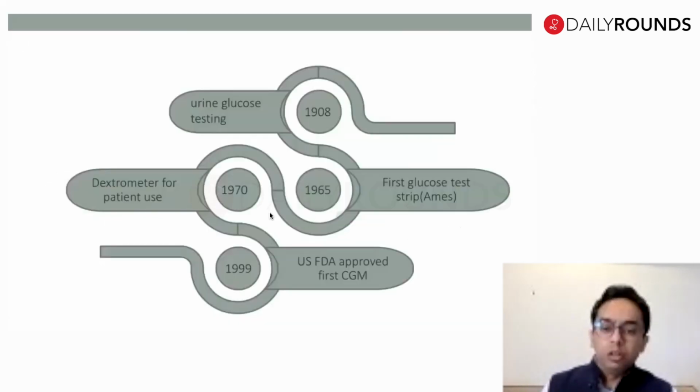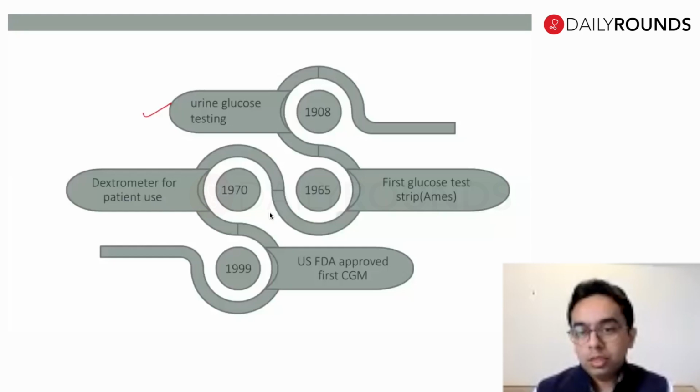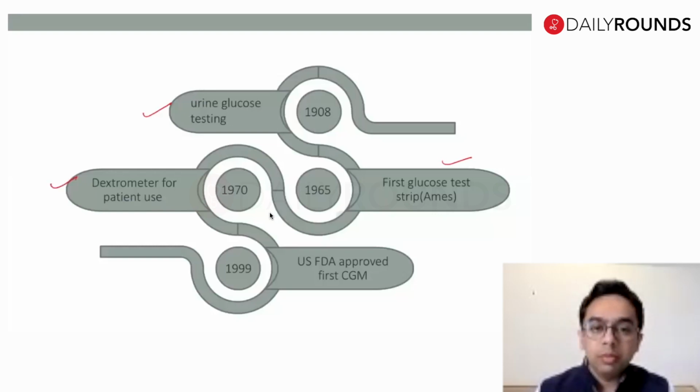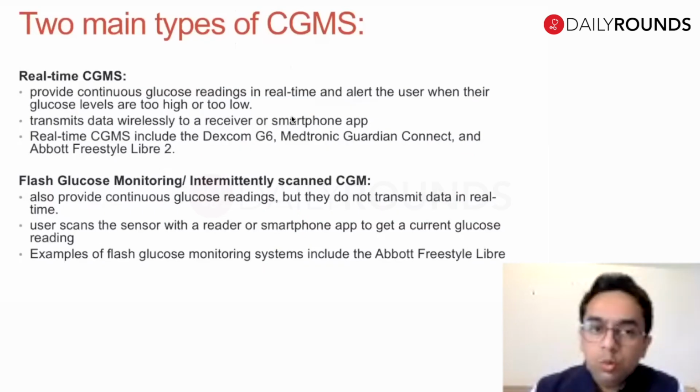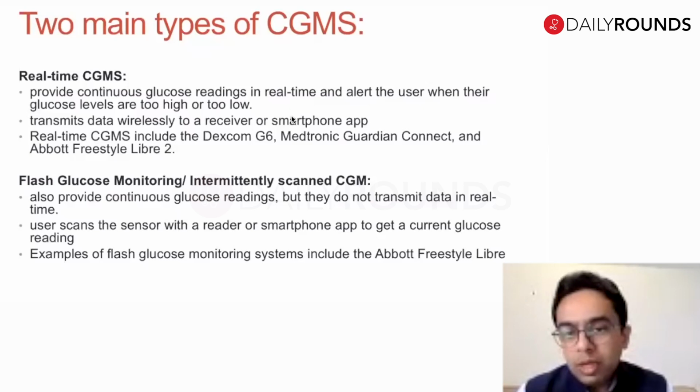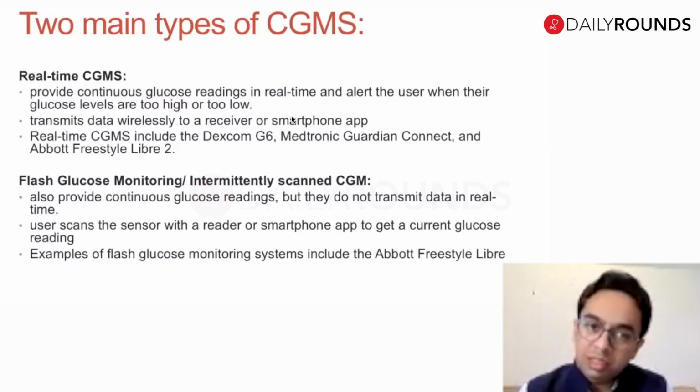And this is just the evolution. You can see here that in 1908, there was urine testing for glucose. Then came, in '65, the first glucose strip, and then the dextrometer, or glucometer, is the same thing, that came in 1970 for patient use, and CGM came somewhere around 2000. So there are basically two types of CGM. The main two types: the first one is real-time CGM. What exactly do you mean by real time? Real time is something you are seeing at that time. The blood sugar you can directly see on your meter. That is real-time CGM.